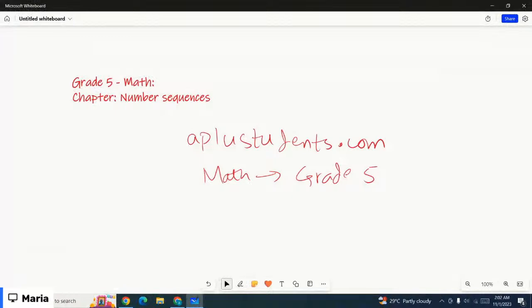So what do you know about the number sequences? What are the number sequences? Okay, let's just see which is the first lesson in the chapter. Then we'll discuss the lesson.